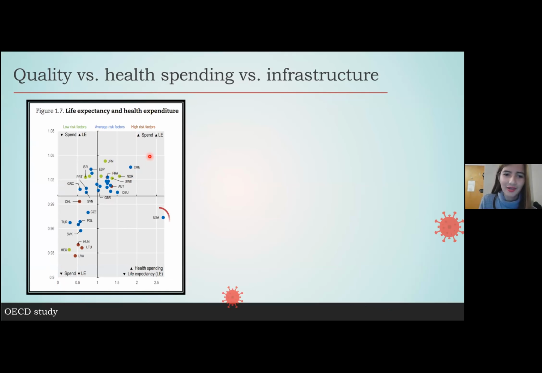But then when you look at the United States, that's really not the case. We are the country that spends the most, and also we get pretty average results when it comes to life expectancy, and same thing with preventable deaths and diseases.